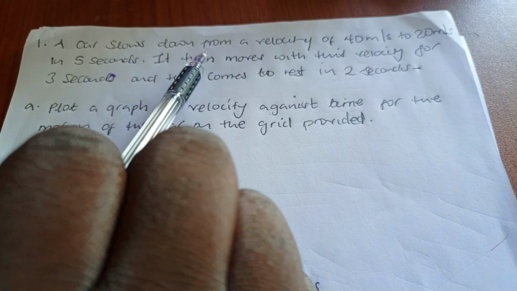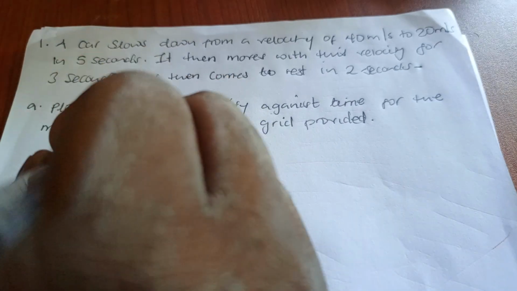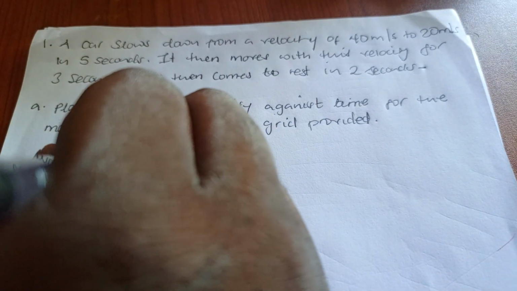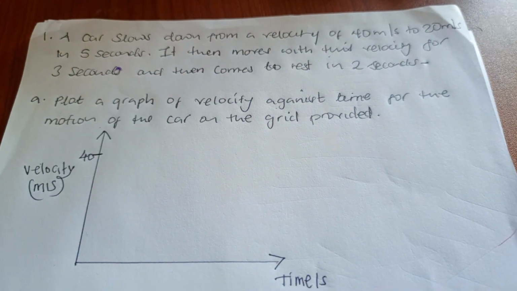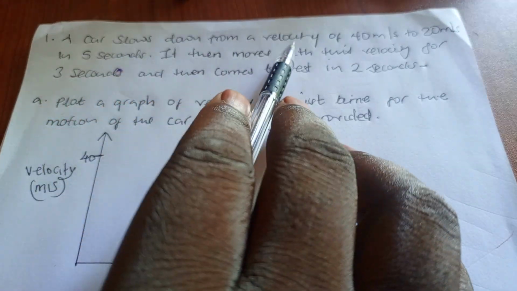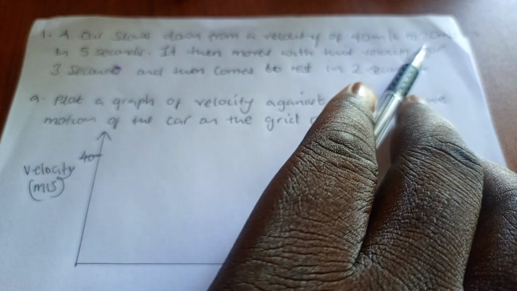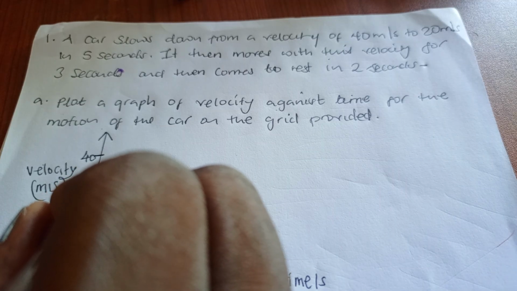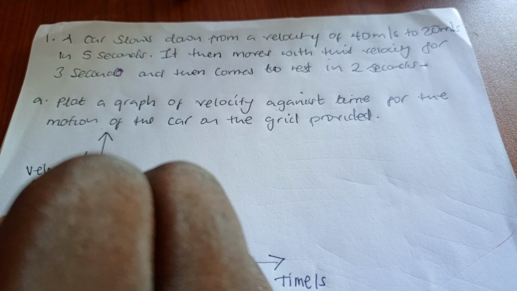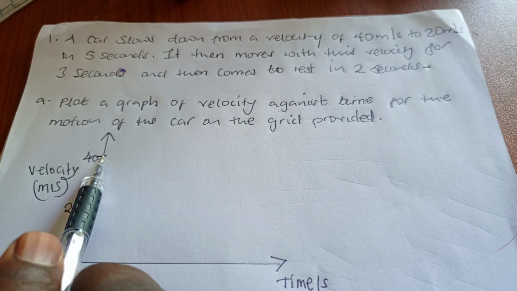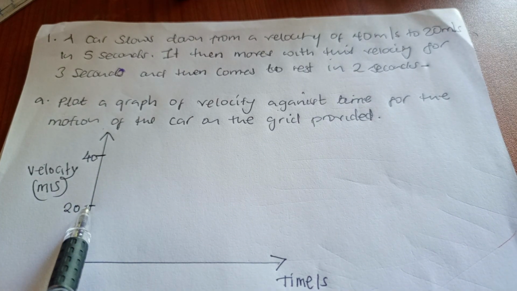A car slows down from a velocity of 40 meters per second, which means the maximum velocity is 40 meters per second, so I'll put 40 here. It slows down to 20 meters per second, so I'll put 20 here. So from 40 here, it moved to 20 meters per second.